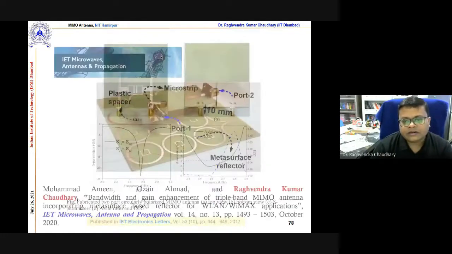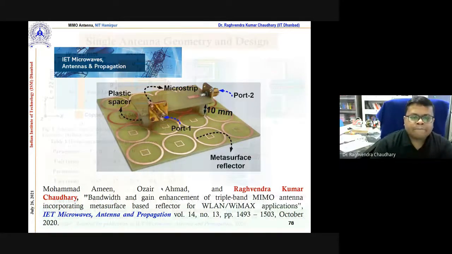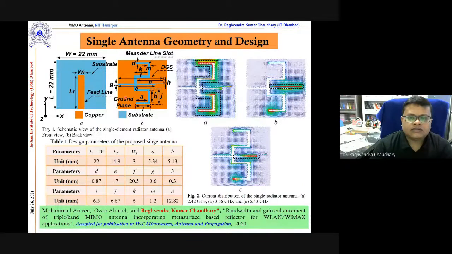Now this is a recent one. In 2020 we published in IEEE Microwave. An MTech student and a PhD student performed this work. Here, this is a slot.